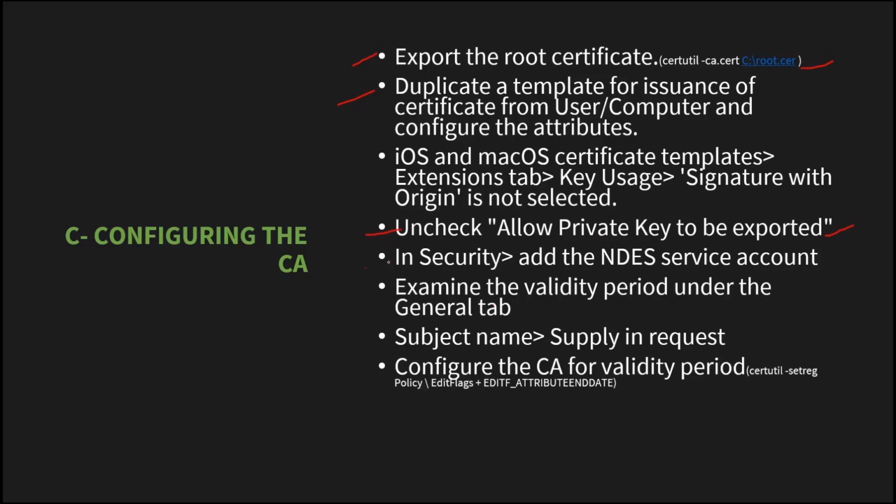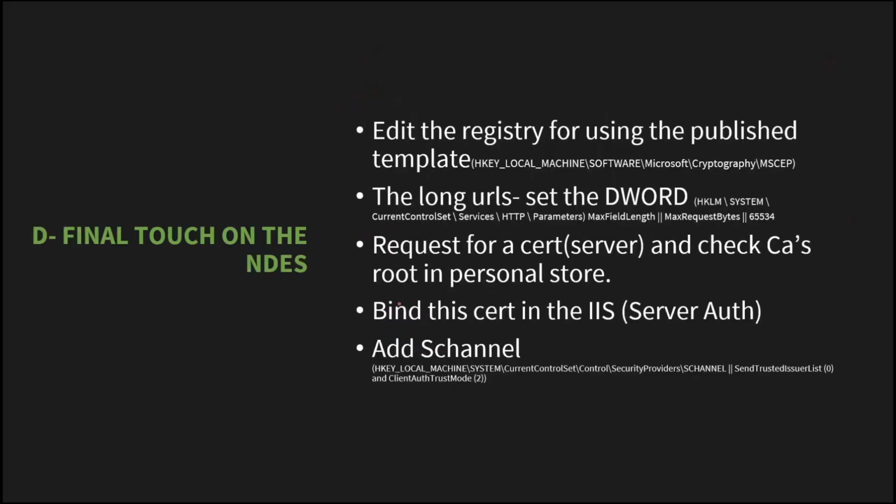And then we have to provide the service or the computer account privileges over the template so that it can request certificates from it. And there are a few other configurations that need to be done. And then on the NDES, there is this registry location where we have to create a DWORD value so that the NDES server accepts long URLs, and we have to bind a certificate to the IIS because the end devices are going to reach out to the IIS over HTTPS, and that is pretty much it.